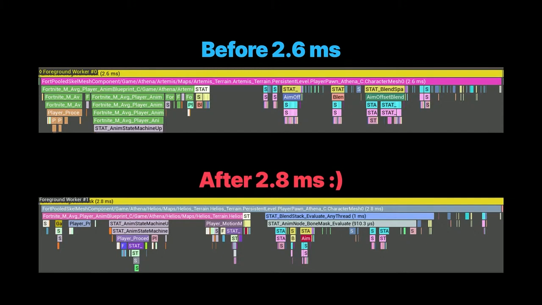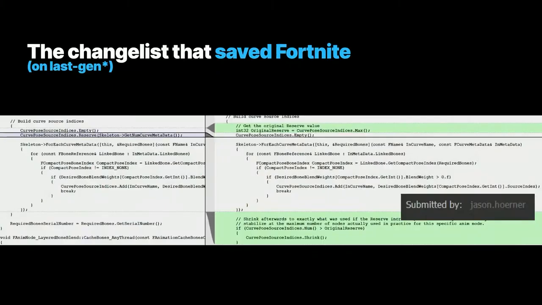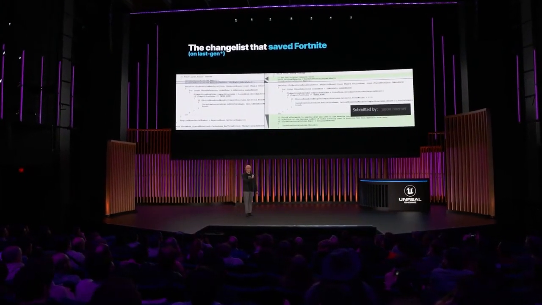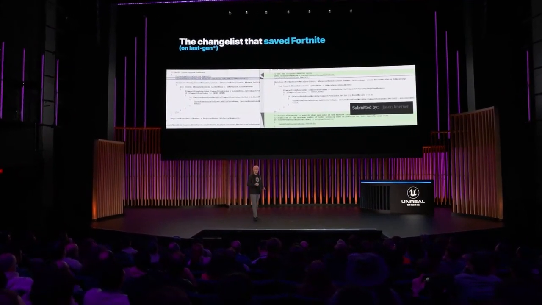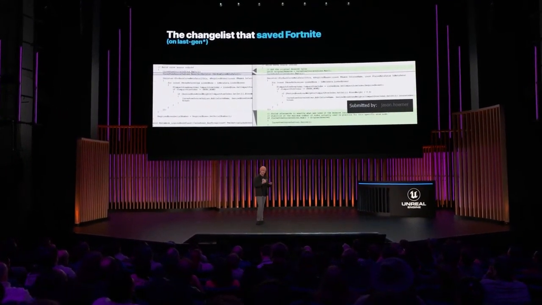But last gen was still 15 megabytes over budget for the dense set, and we were really, really close to reducing the number of animations in some of our most popular platforms. And then Jason Horner submitted this random change list that replaced a single line of code that cost us 17 megabytes. It's in the layer blend per bone node, so if you use them, this change is included in 5.4, and it will save you a lot of memory. And with this, we finally shipped.